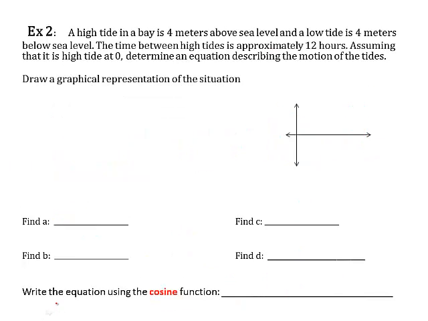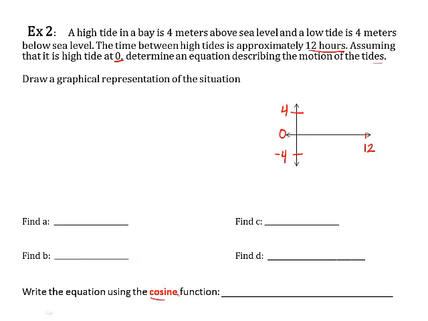Let's try this one. A high tide in Bay is 4 meters above sea level and low tide is 4 meters below sea level. So if 0 is sea level, high tide's at 4, low tide's at negative 4. The time between the tides is approximately 12 hours. So it takes 12 hours for the cycle. Assuming that it's at high tide at 0, determine an equation describing the motion of the tides.